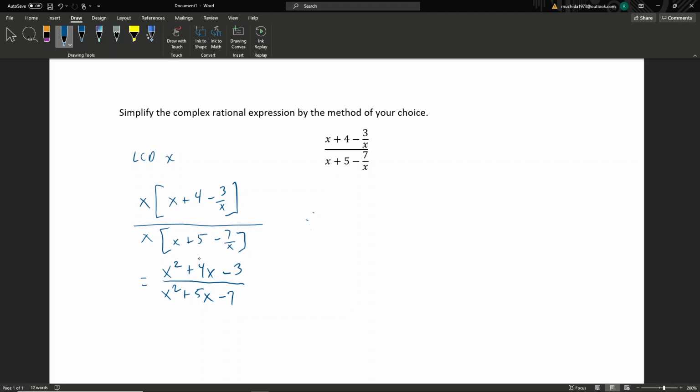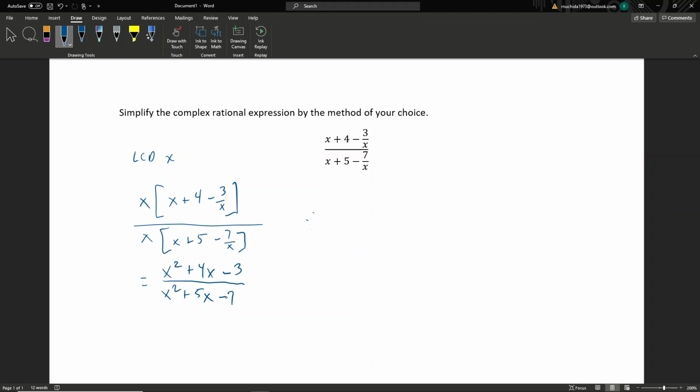Now what you would do next is see, can you factor the numerator or denominator? In this case, we can't really factor these, because if it did factor, we'd find two numbers whose product is negative 3 and whose sum is 4. Well, if that was a plus 3, then that would be possible. But since it's a minus 3, we'd have to have one positive and one negative, which means their sum couldn't be 4. And the same thing for the denominator. There's no way we could find two numbers whose product is negative 7 and whose sum is 5.